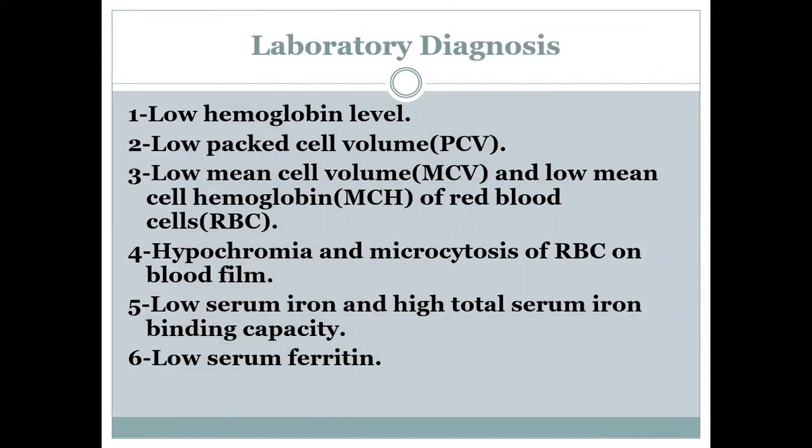The laboratory diagnosis depends on finding low hemoglobin level and low packed cell volume. The red blood cells are small in size and contain smaller amount of hemoglobin. We call it hypochromic and microcytic red blood cells. And the serum iron is decreased. There is increase in the total serum iron binding capacity, and the serum ferritin, which reflects the iron stores, is decreased. You will take these parameters in details in the fourth year.